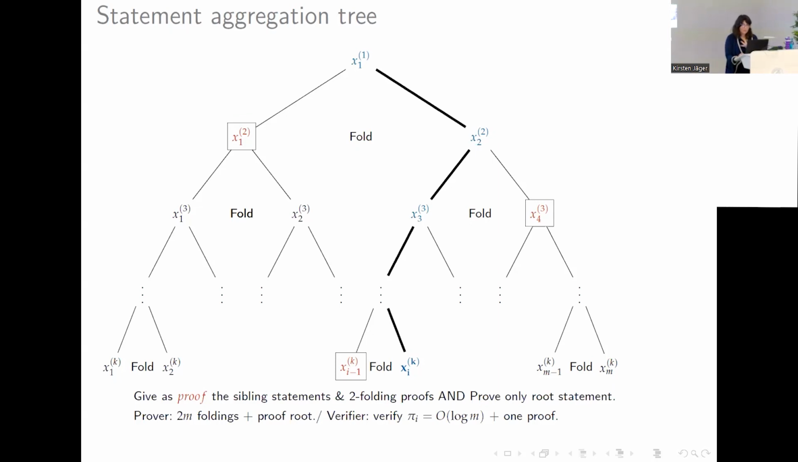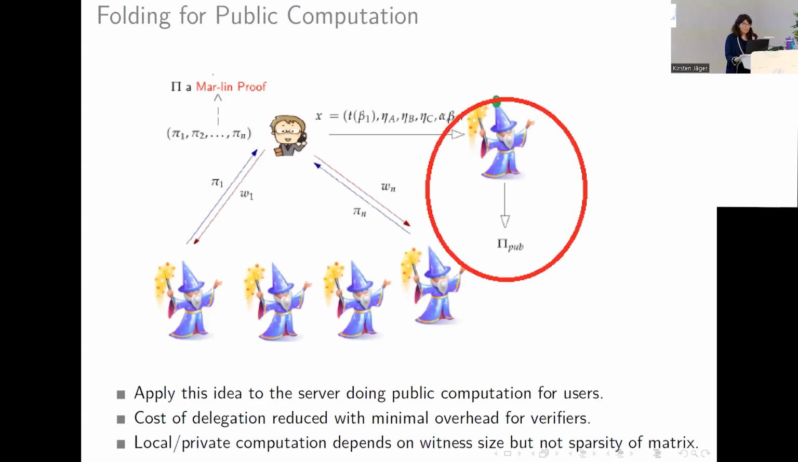So in summary, we had this idea on selective verification in some context, and we realized that it's really good for applying it to the setting of public computation, okay?